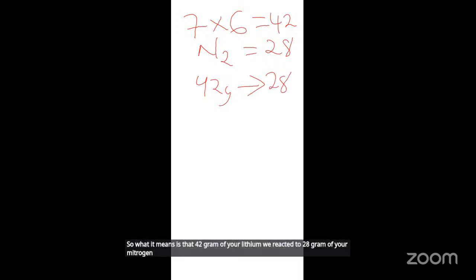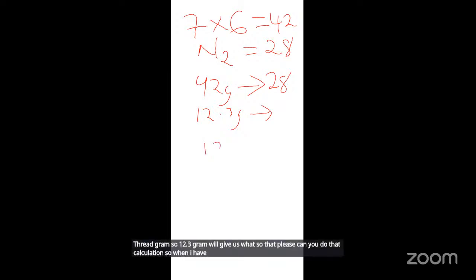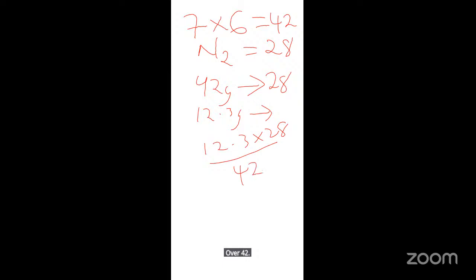But we are given 12.3 grams. So 12.3 grams will give us what? Can you do that calculation? So we now have 12.3 times 28 over 42. I think that will give us about 8.2 gram. So we have 8.2 gram of nitrogen.